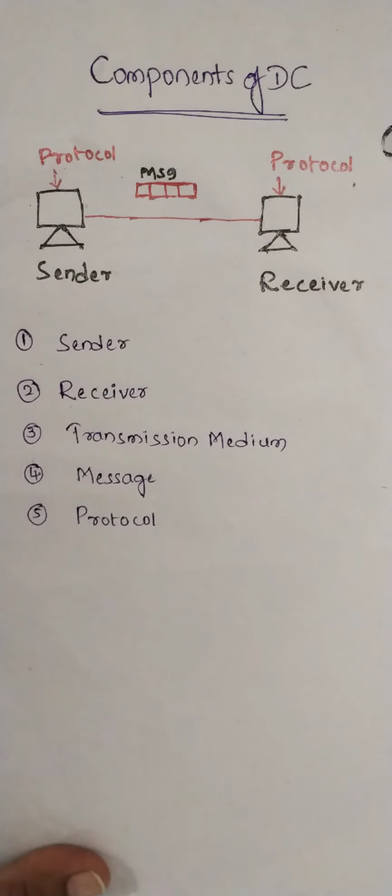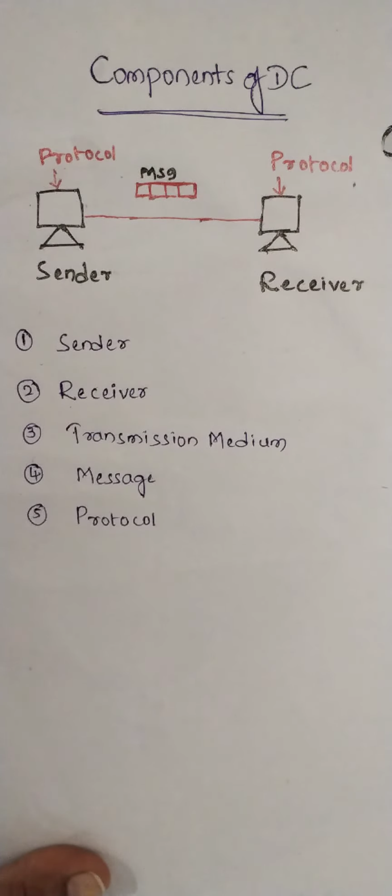So, basically, to send the data from one device to another device, what are the components it needs for transferring the data from one place to another place? That is what we are discussing under the components of data communication.